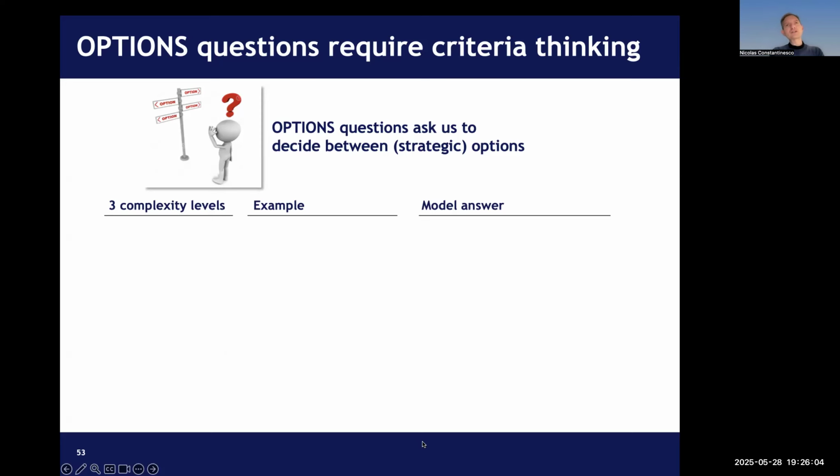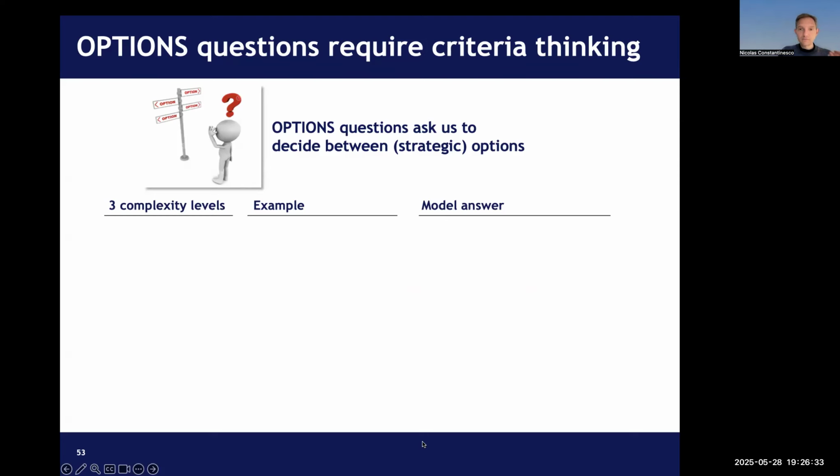And options questions come in 3 different varieties, 3 levels of complexity. But the good news is it doesn't matter the level of complexity of the question. How we think about them is going to be exactly the same. But still, let's be clear what the 3 levels of complexity are. This way, it's easier to recognize what an options question is.